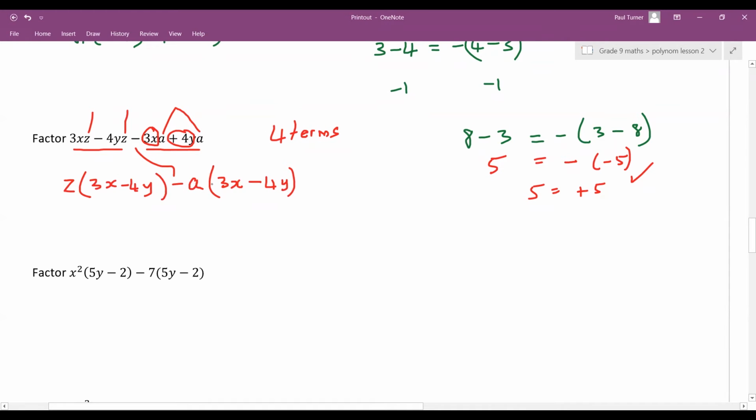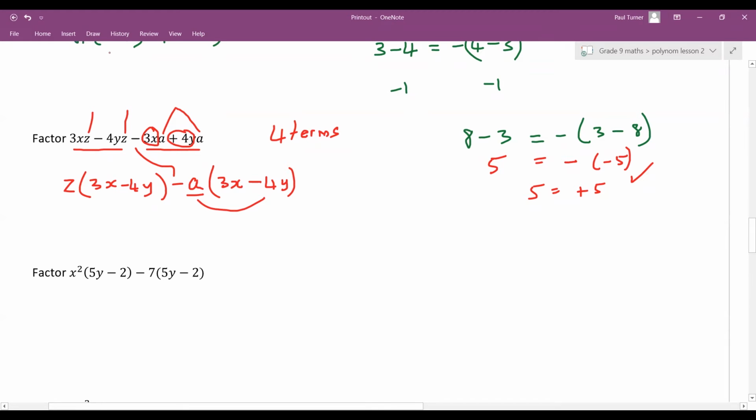Okay, so you've got 3x plus 4y. But be careful here. 3x, this plus is going to be minus 4y. Do you see how I changed the sign here? Be careful. Minus a times 3x is minus 3xa. Let's go back. Minus a times minus 4y is minus 4ay, but because you've got negative, it becomes plus. So you've got to be careful with your signs here.